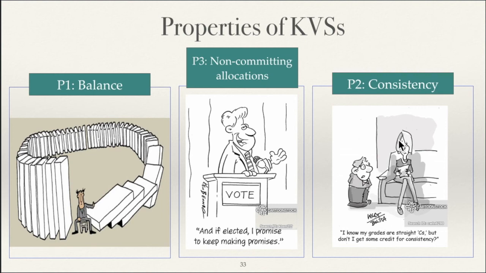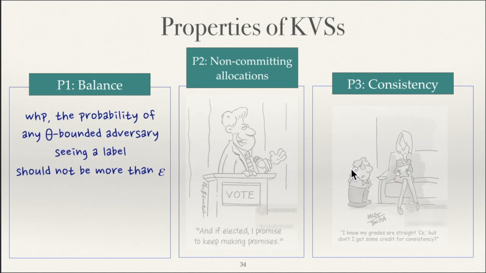And we show that if key value stores essentially satisfy these two properties and a certain notion of consistency, then it's possible to show that the leakage can be reduced in the single user setting. So at a high level, balance says that with high probability, any adversary that has corrupted at most theta nodes should not see a label with more than epsilon probability.